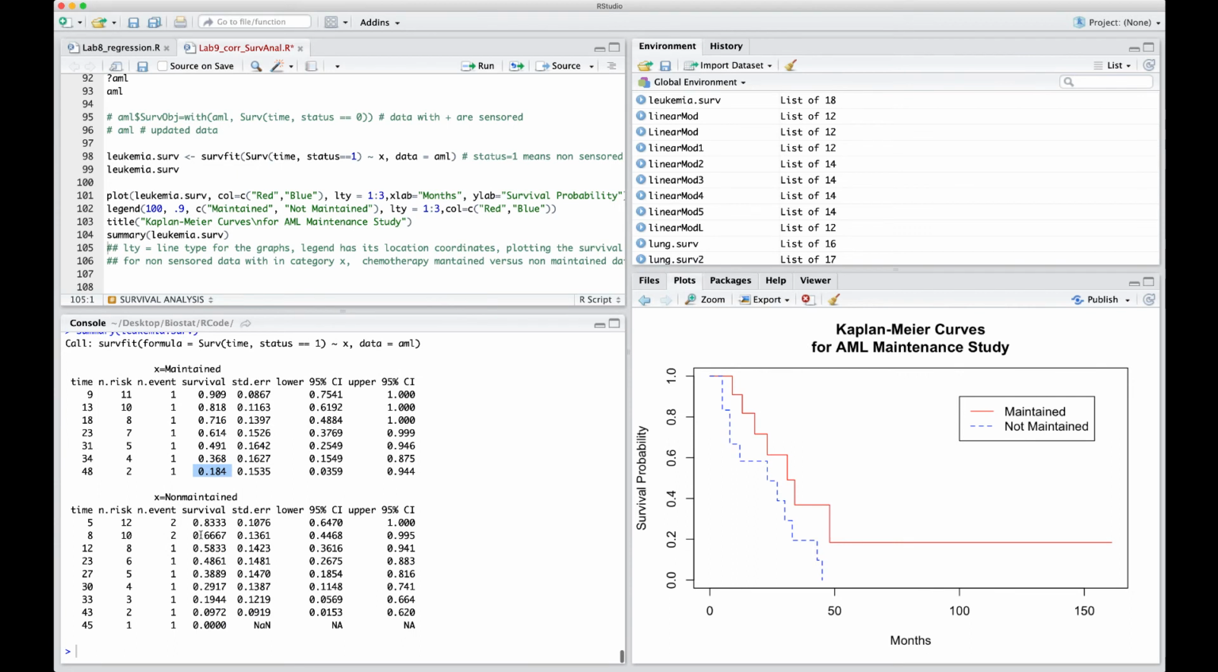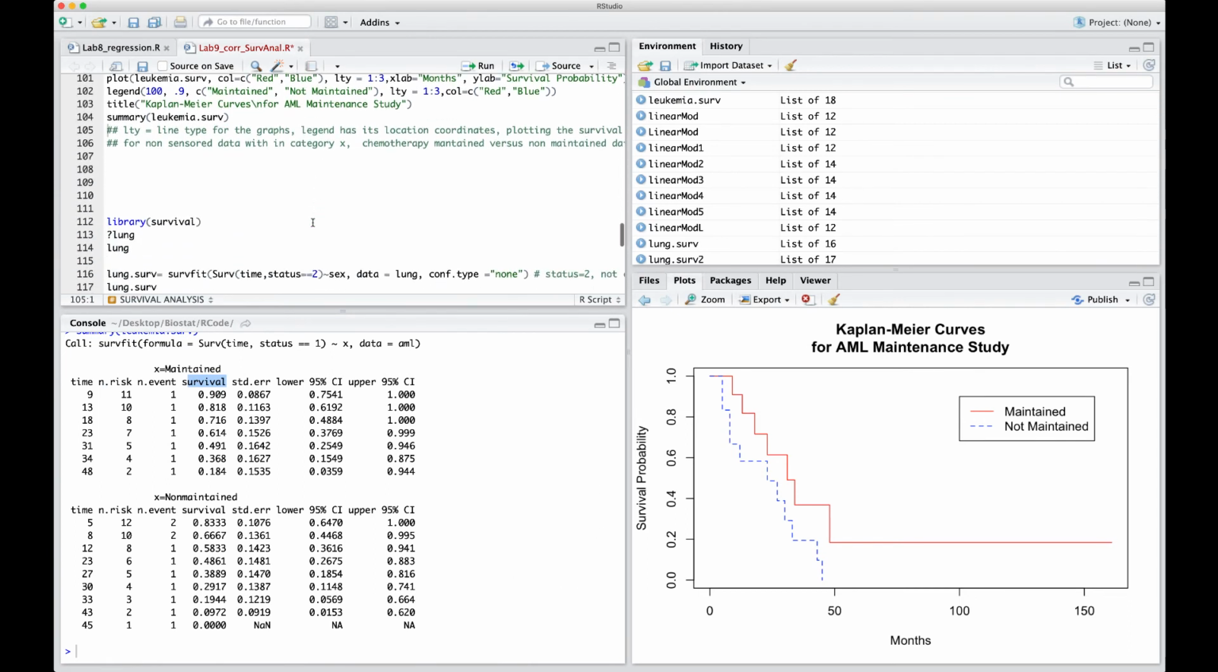For the not maintained one, you see that these are the time and number at risk. So the event is the number of events, maybe survived or dead. Let us not talk about this because we did not talk about the number of events. So we talk about time, number at risk, and the survival probability. Those are the only three things that we focus on. Okay, so this is how we draw the survival Kaplan-Meier curves for certain data.